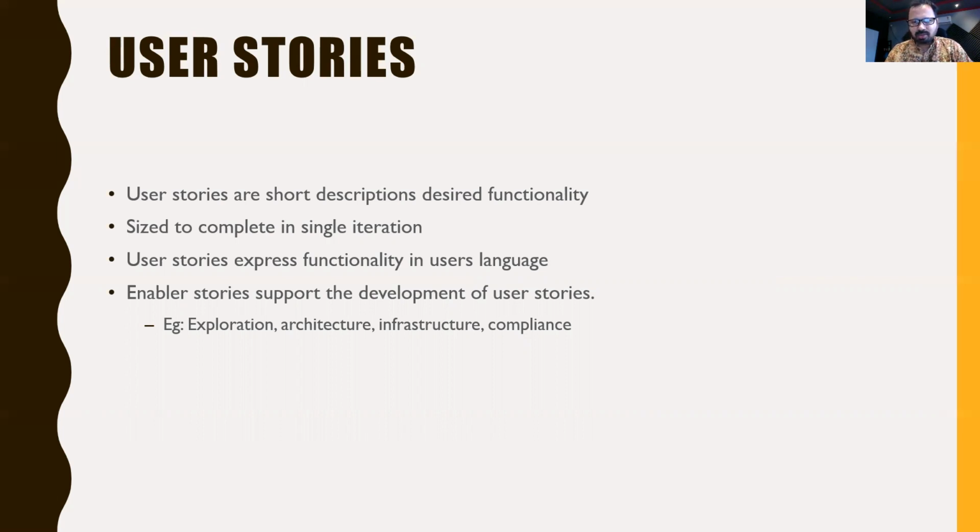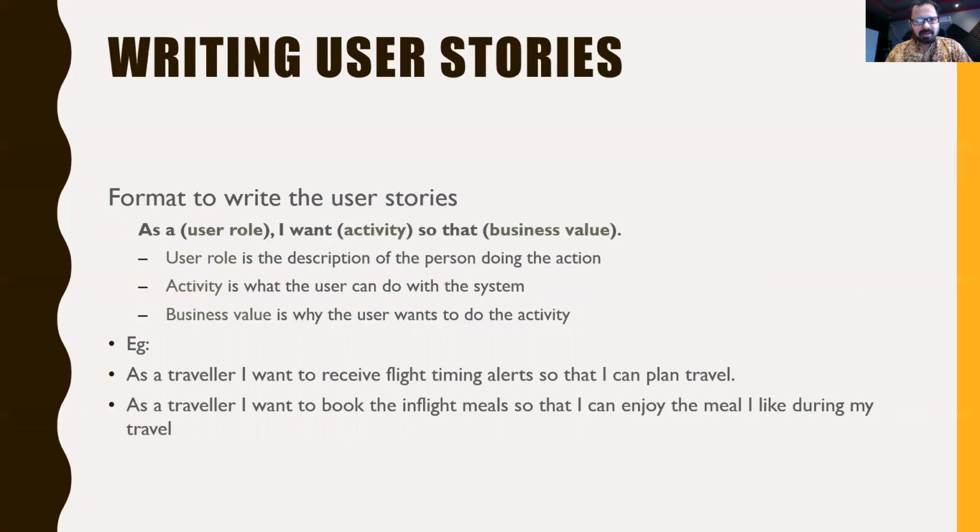There are a couple of other stories called enabler stories, for example exploration stories or spike stories, for example architecture stories or infrastructure or compliance stories. Now let us move forward from here in terms of how we write user stories.